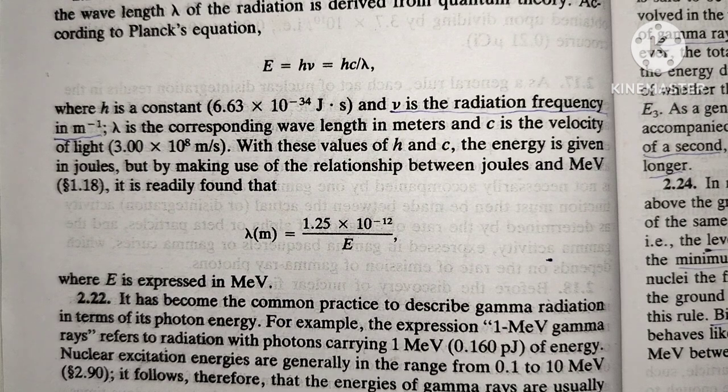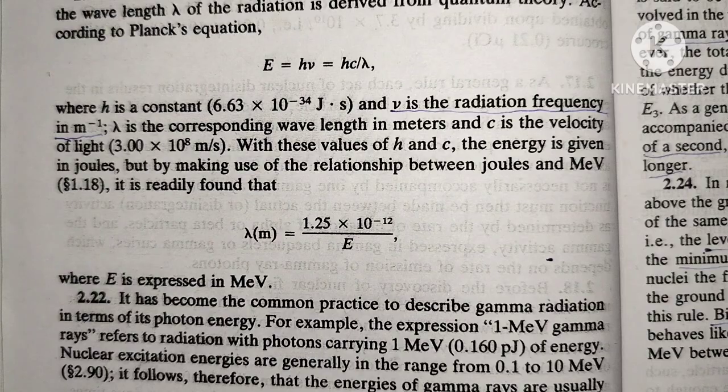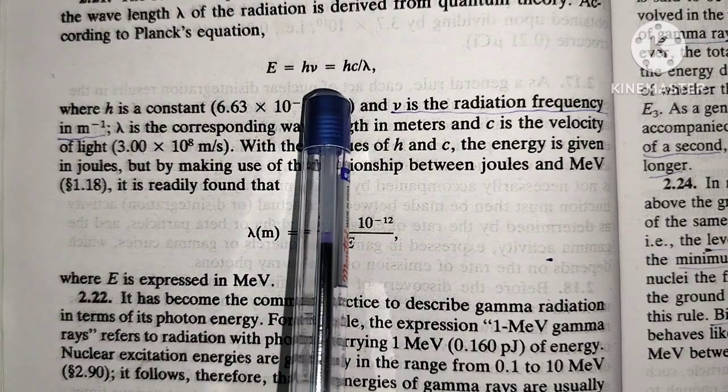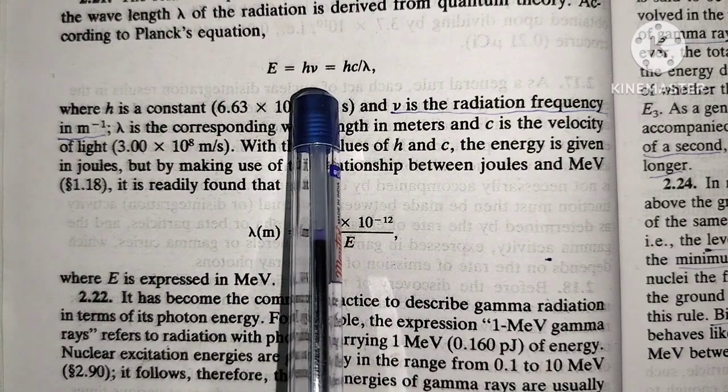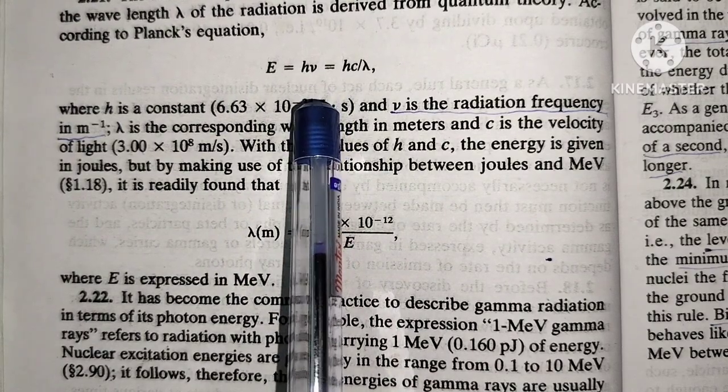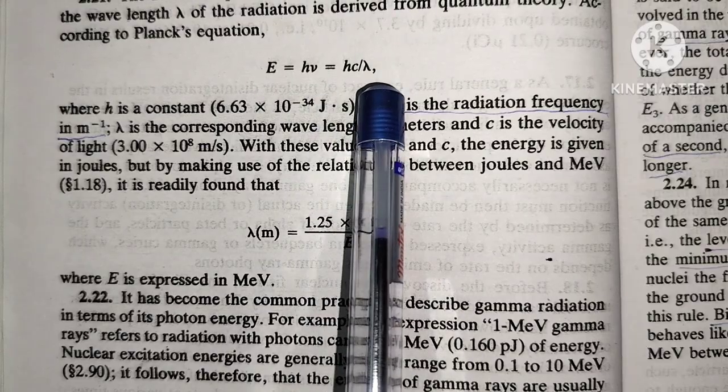You know, from the quantum theory, the energy of a photon of a gamma ray or any electromagnetic wave, for any electromagnetic wave, energy of the photon equals h into nu. H is Planck's constant, nu is frequency, nu equals c by lambda. So I can write hc by lambda.